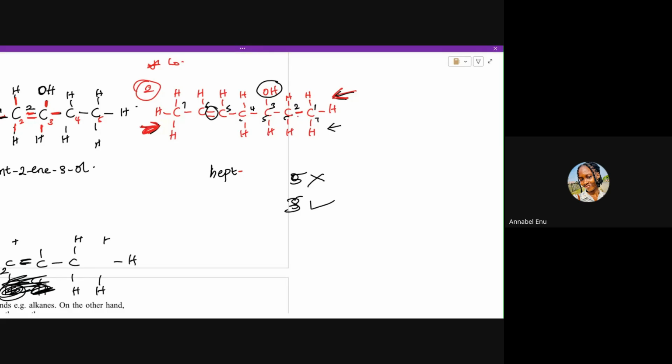Okay, so this is bond 1. Since we started counting from this side, we continue counting from that side. This is bond 1, bond 2, bond 3, bond 4, bond 5. So this is hept-5-en. Okay, our alcohol is position 3, 3-ol.